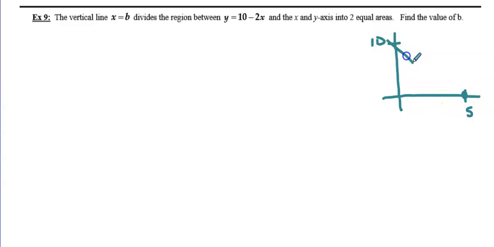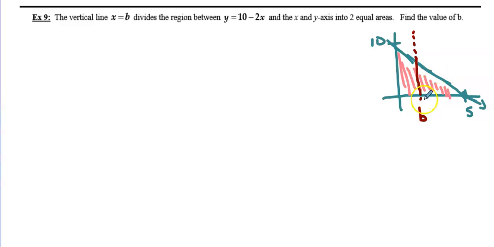And so we have this line. Or we could just go down 2, right 1, down 2, right 1, to get this. So the region that we're looking at is going to be right here. So we want the area that's bounded by the line y equals 10 minus 2x, the y-axis and the x-axis. And we want to find some value of b, x equals b, where the area to the left is going to be equal to the area to the right.